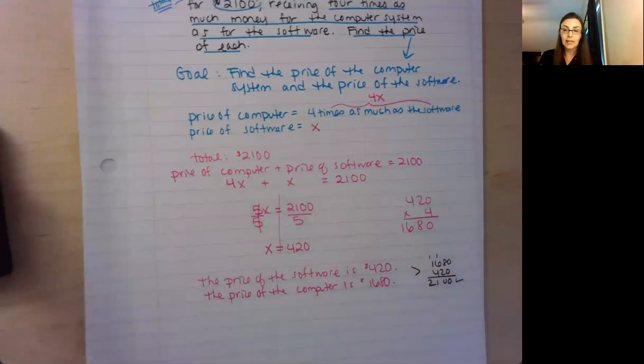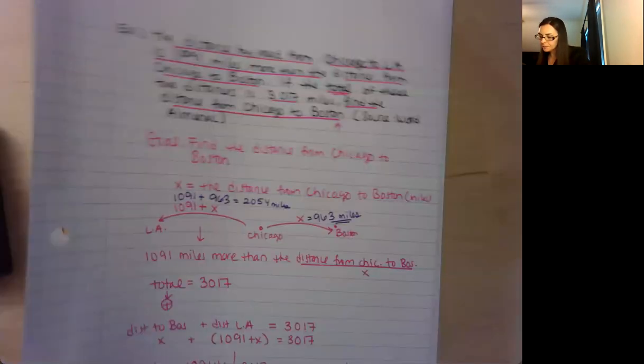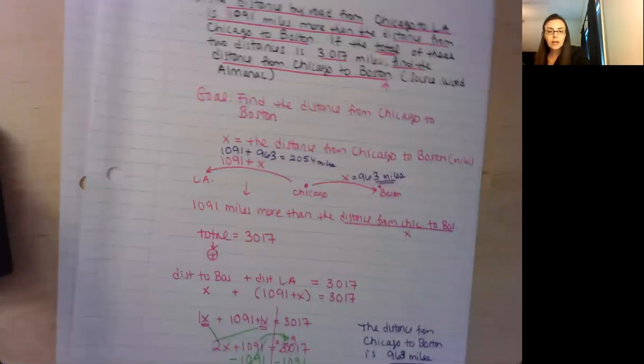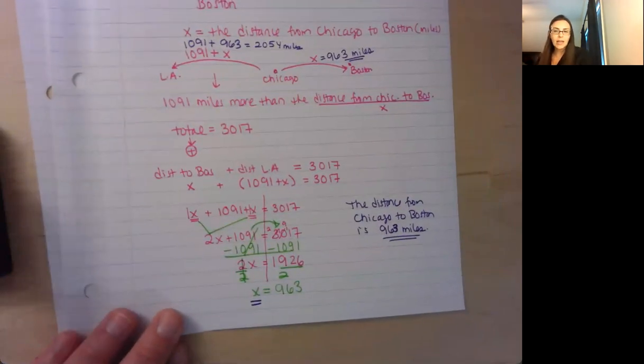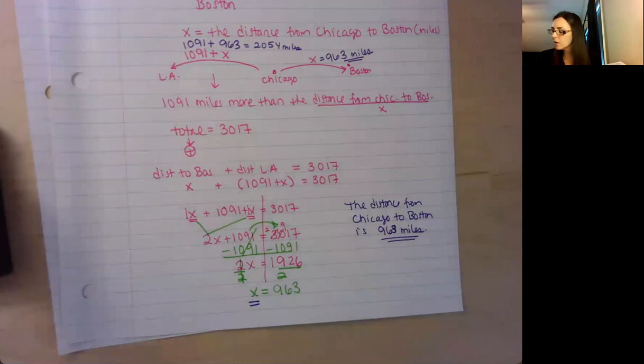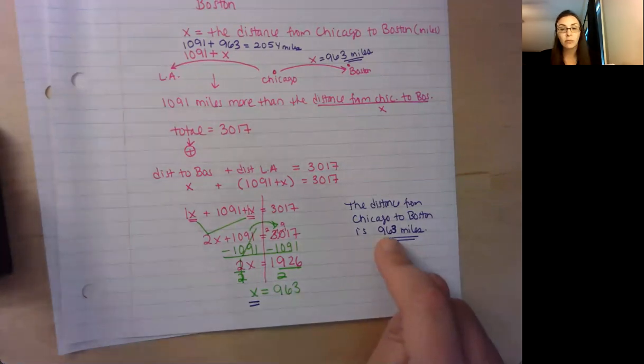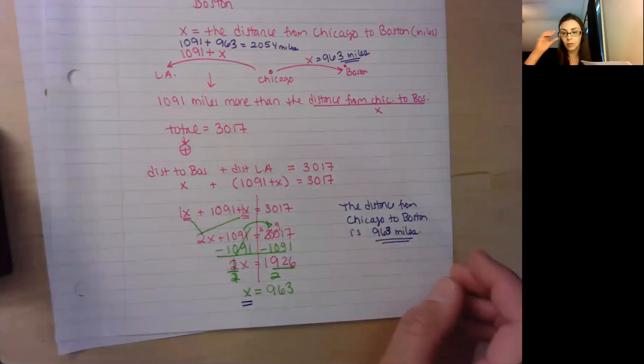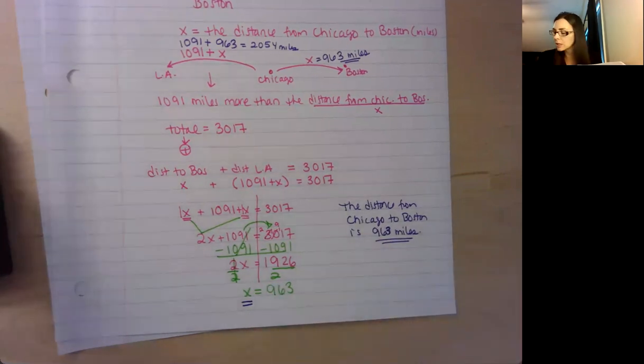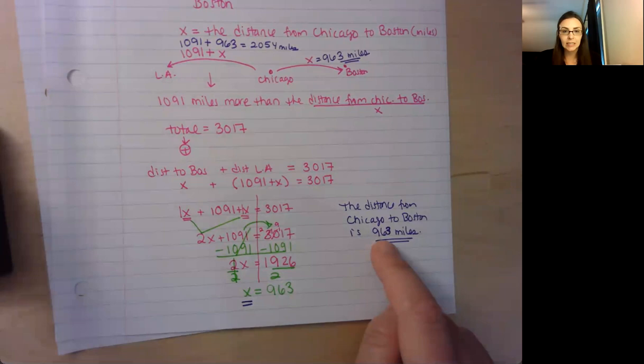So there's a few different things that I did. I looked to see if it made sense. I checked the total, and it does work out. For the last example, go back to it for a second. Thinking about ways to check this one, which I skipped: first of all, 963 miles does seem reasonable. Chicago to Boston is pretty far, right? Chicago is over in Illinois, Boston is in Massachusetts. So this does seem a reasonable distance.